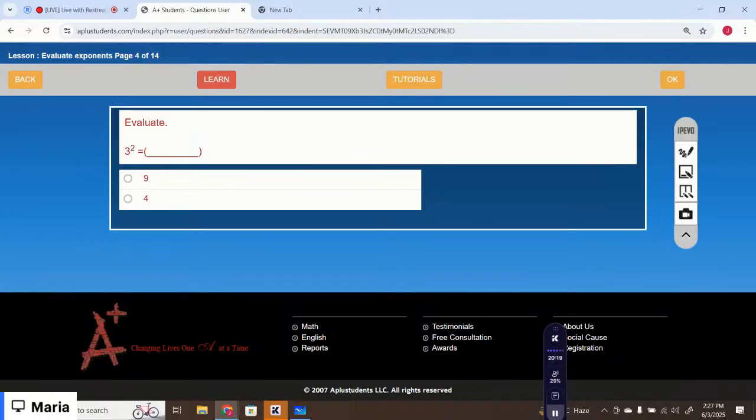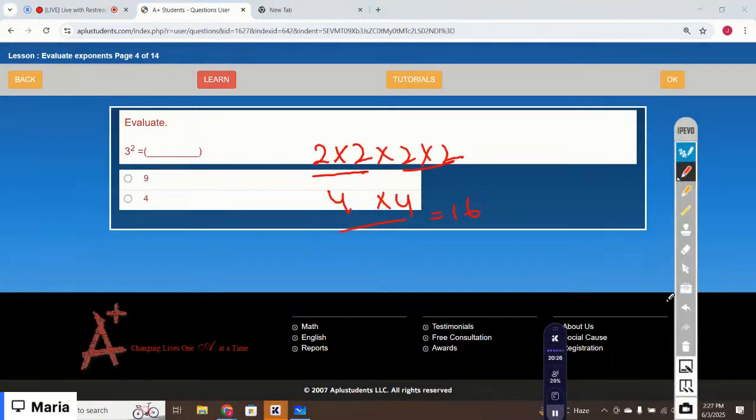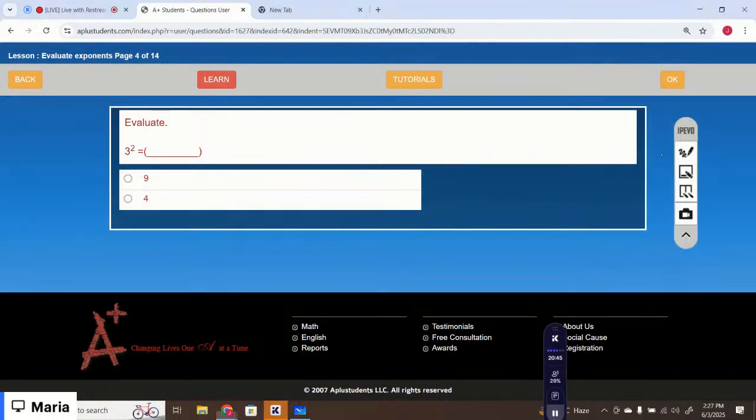Three exponent two. You need to multiply three two times. You have to do 3 times 3. So 3 times 3 is 9. Option number 1 is the correct option.